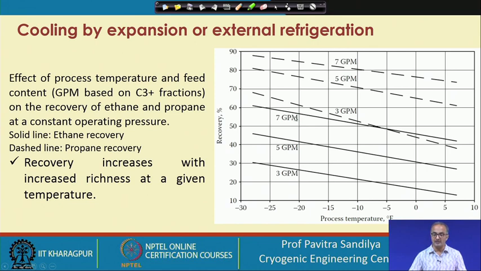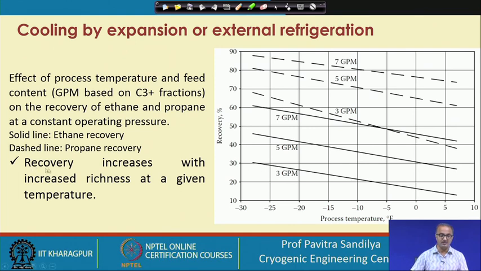Also, for a given feed content, for example if we compare this 3 GPM over here and 3 GPM over here, we find that propane is showing more recovery than ethane. It is also expected because the heavier the component, the more will be its tendency to go with the liquid phase. Propane has a higher molecular weight than ethane, so it will tend to go more towards the liquid. That is why the higher hydrocarbons will have more recovery for the same operating conditions.